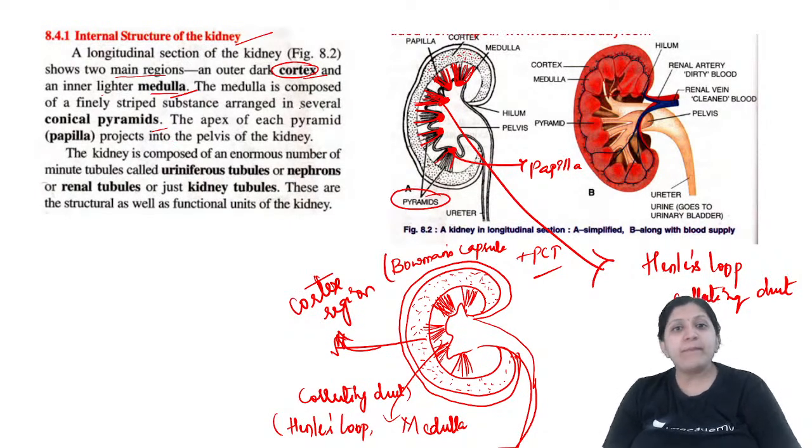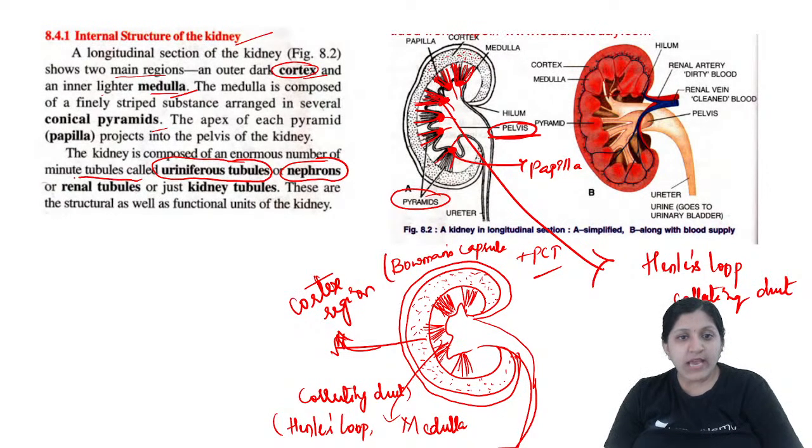This papilla is going to project where? You can see it is projecting into the pelvis, the pelvis of the kidney. Next, the kidney has an enormous number of minute tubules. In the board exam, they can give the name of this particular nephron as a uriniferous tubule, or as a nephron, or as a renal tubule, or a kidney tubule. Just remember all these names, they are one and the same.